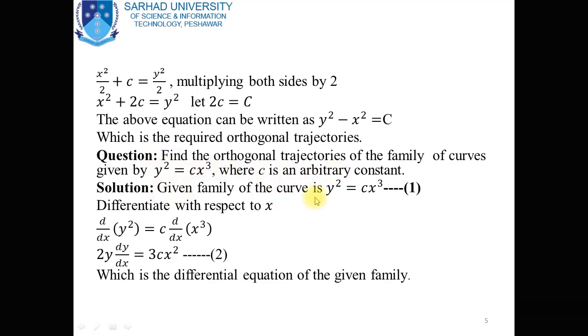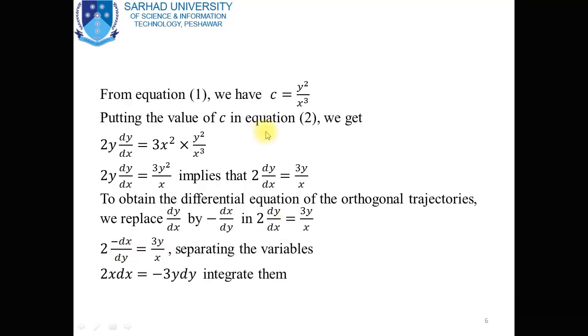Now it is given that y square is equal to cx cube. This is a given family of curves. So first of all, find the differential equation of this family of curves by taking the derivative: 2y dy by dx is equal to, taking the power rule, 3x square. So this is the differential equation of the given family of curves. Now find the differential equation of the required orthogonal trajectory. Replace dy by dx with minus dx by dy.